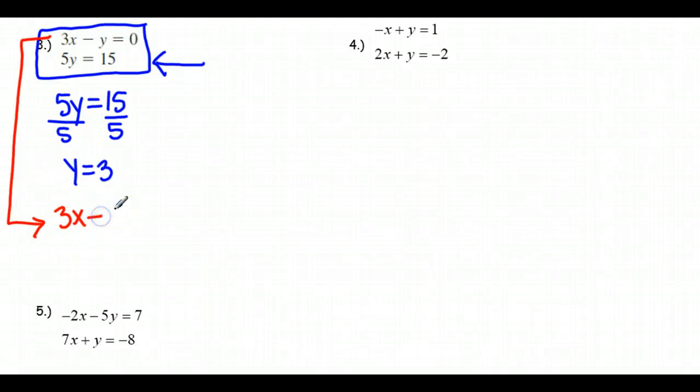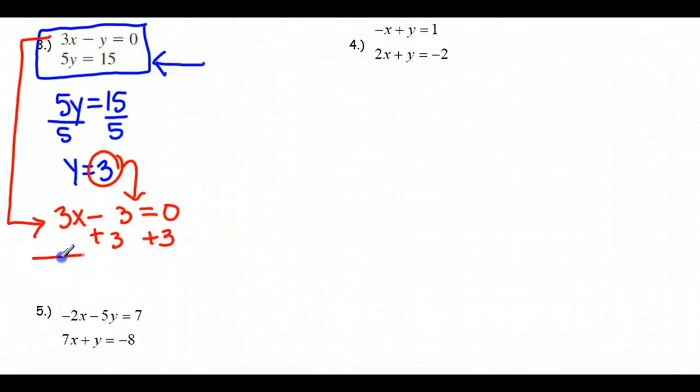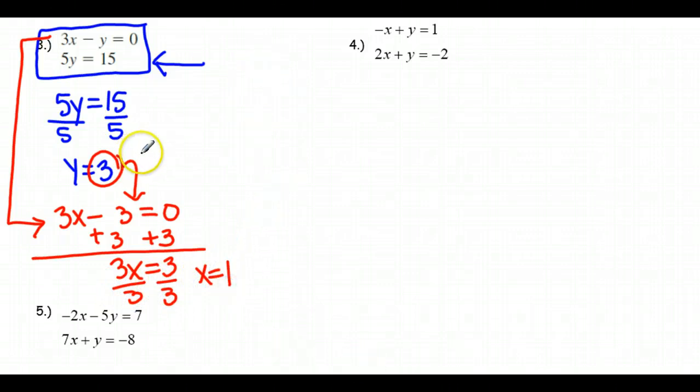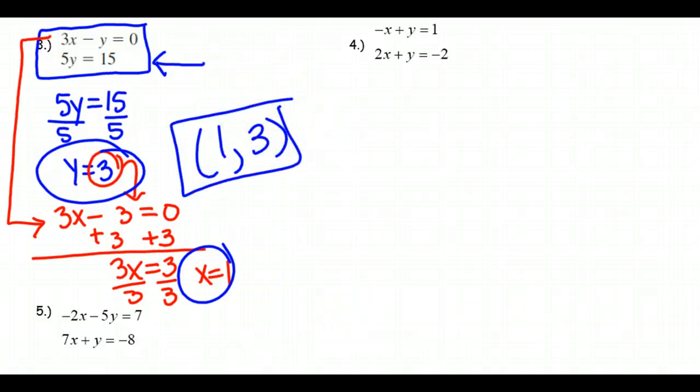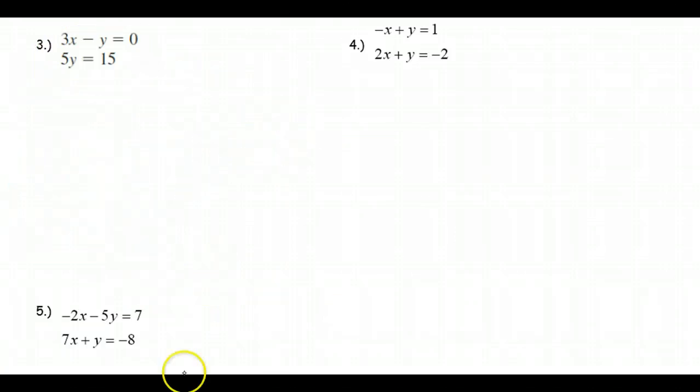In the other equation, I'm going to plug in 3. 3x minus my y value, which is 3, equals 0. And we're going to add 3 to both sides. We get 3x equals 3. Divide both sides by 3, and we get that x equals 1. Now this problem had a lot less work. Our solution is already here. We know x is 1. We know y is 3. So our solution to our linear system is 1, 3. All right, that one wasn't so bad. Let's look at number 4.